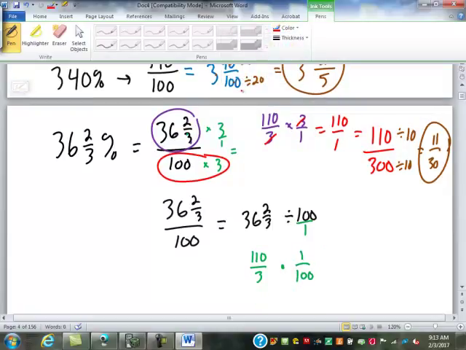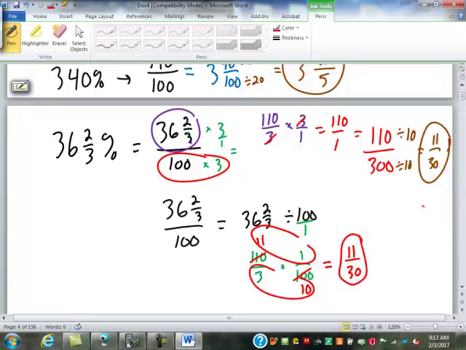And I can cross cancel the 10s. 110 divided by 10 is 11. 100 divided by 10 is 10. So I have 11 times 1 is 11. 3 times 10 is 30. So I get the same answer. I think this way is just slightly easier. Both of them are a little tedious. If you have a fraction calculator, this is one you can just punch into the calculator and it will spit out the fraction for you.